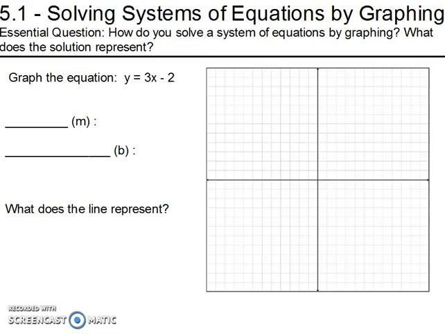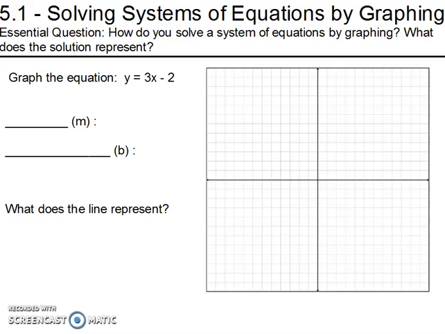Hello, in today's video we're going to be discussing section 5.1, which is on solving systems of equations by graphing. Today's going to be an introduction to solving by graphing, and then there will be 2 videos following, completing our section on 5.1. Our essential question in this video and in this series is, how do you solve a system of equations by graphing? What does a solution represent?